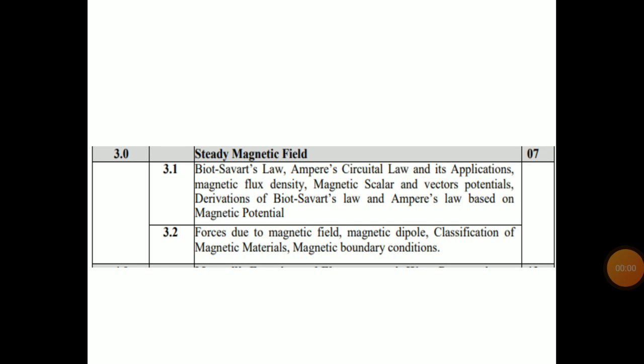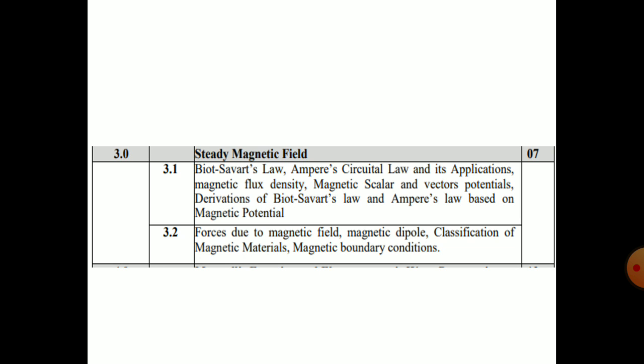Next is the third chapter, steady magnetic field. As I said earlier, the first two chapters are related to the electric field. Now the third and fourth chapters are related to the magnetic field. In the steady magnetic field chapter, there will be Biot-Savart's law.